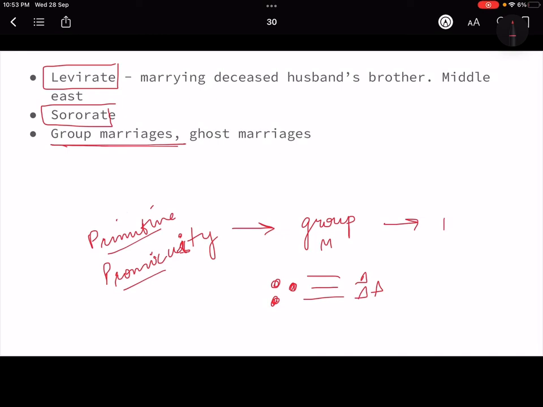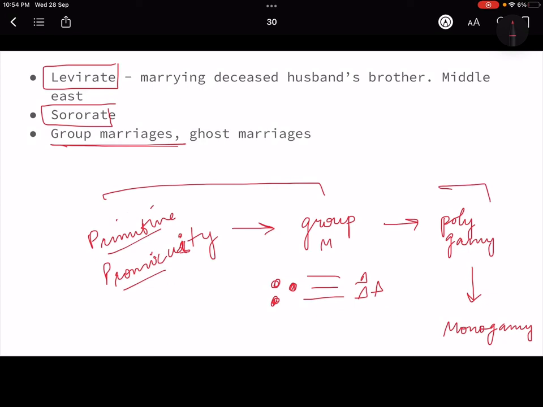Then polygamy must have come. Polygamy means either one husband with more wives or one wife with more husbands, and in the civilized times monogamy has evolved. So in the savage times something like this must have happened, then in barbaric times polygamy came and monogamy in the civilized time. So this is what they believed, that such group marriages must have existed.